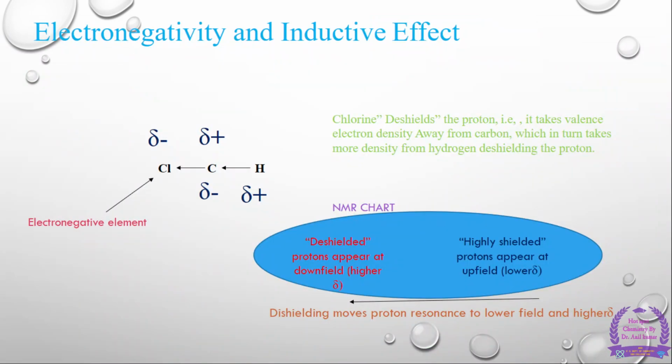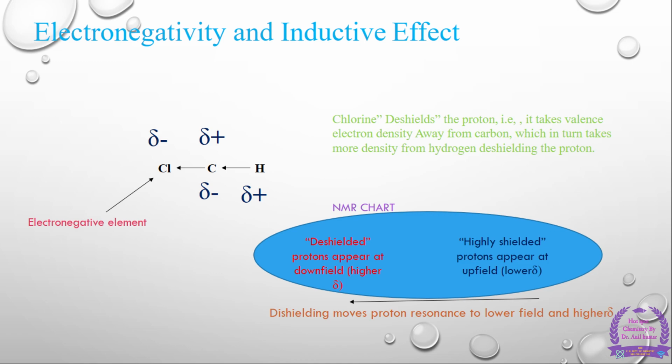Electronegativity and inductive effect. This is clear from the example of CH3Cl. Here Cl is the electronegative element and has a partial negative charge over it, and carbon has a partial delta positive charge. So here chlorine deshields the proton, that is, it takes valence electron density away from carbon, which in turn takes more density from hydrogen, deshielding the proton.